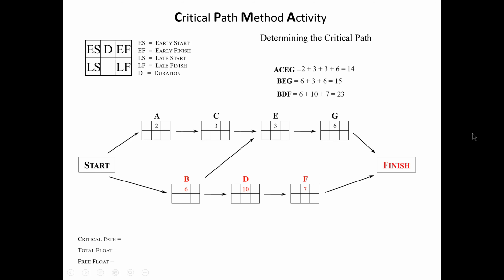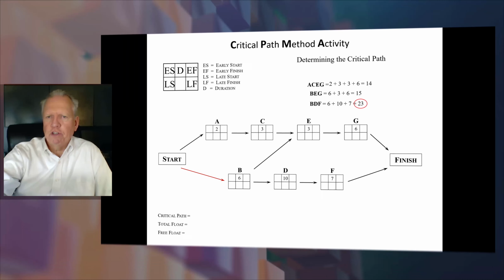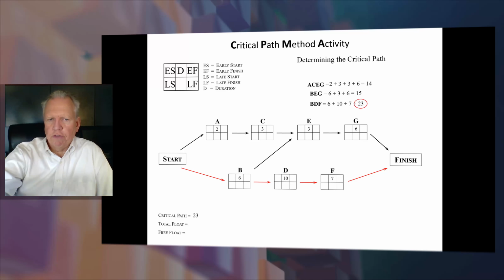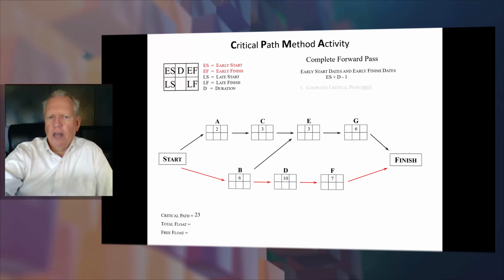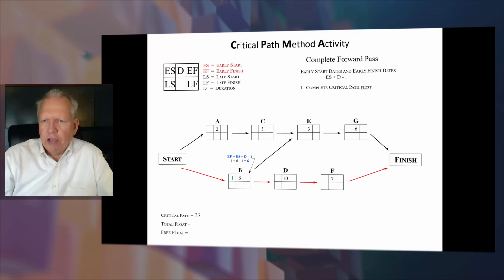So do you see the critical path? It's the longest of the three, which is going to be the bottom one. And so that's going to be BDF, which is 23. So I'm going to lock my critical path in on this one. And so that's going to be BDF. So I'll go ahead and start with it and lock it in. So I'll start on day 1. So here's how this works.